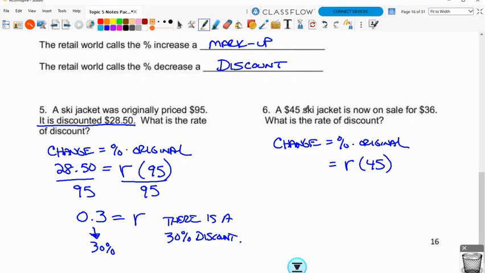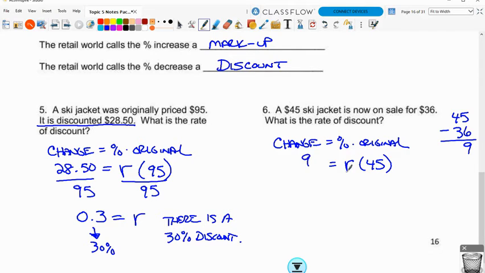Okay, here we have to calculate the change. That's where it's different than this problem where they gave us the change. Here we have to calculate it. So the old price was 45, the new price is 36. If we subtract those, that gives us 9 for the amount of change. 9 equals R times 45.